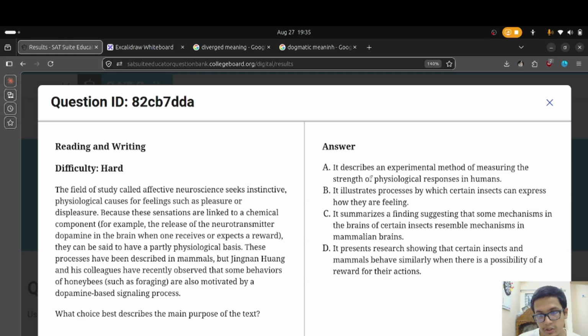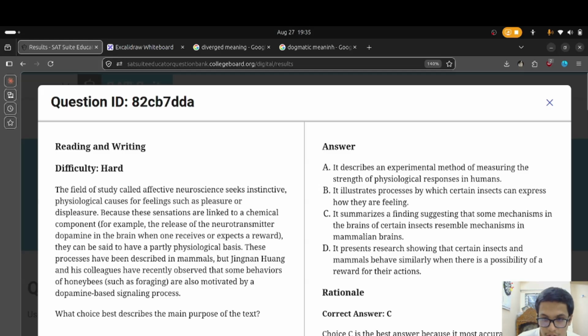Option B, it illustrates a process by which certain insects can express how they're feeling, but the passage also measured humans. It cannot be option A, cannot be option B. So option C, it summarizes the findings suggesting that some mechanisms in the brains of certain insects resemble mechanisms in the mammalian brain. But in the passage, you can see that it first mentioned the mammals, not bees. So I think it should be option D, option C.